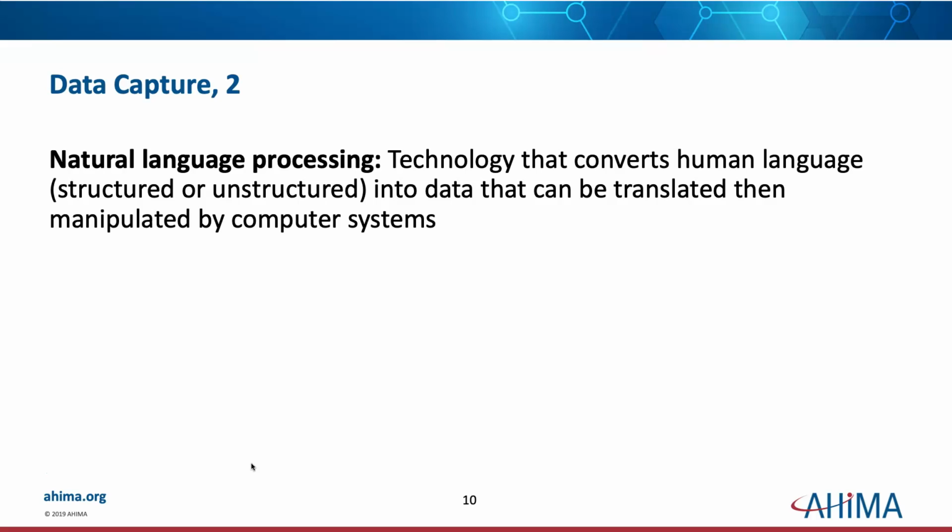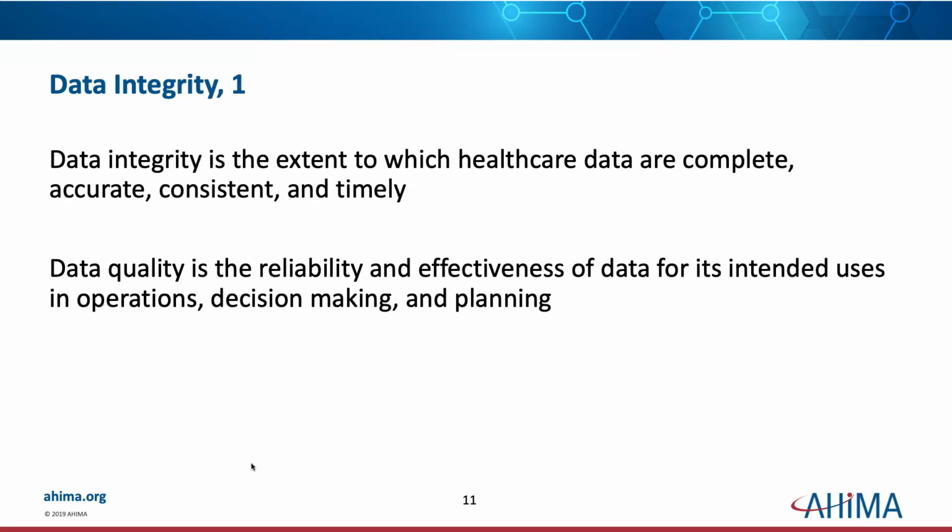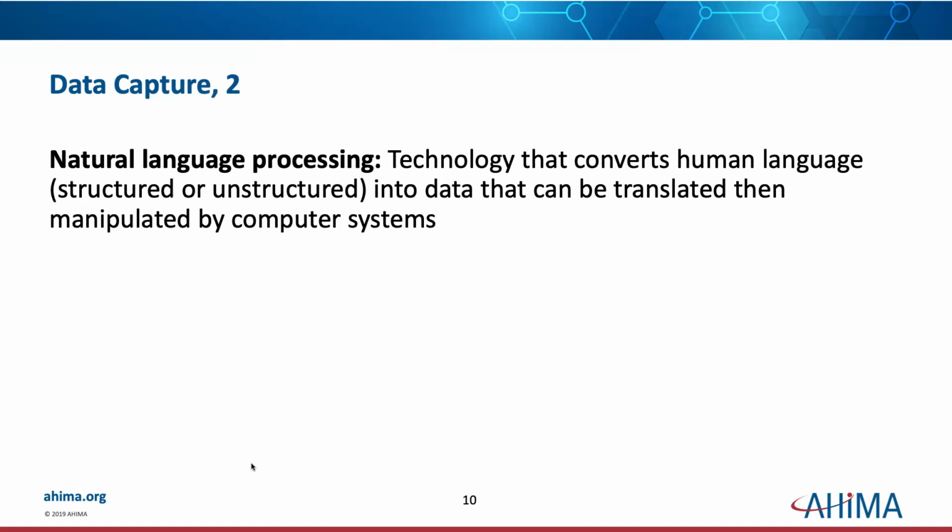Natural language processing is the technology that converts human language in either a structured or unstructured format into data that can be translated and then manipulated by computer systems. So you're going to want to make sure that you know all of these terms and understand what they mean.